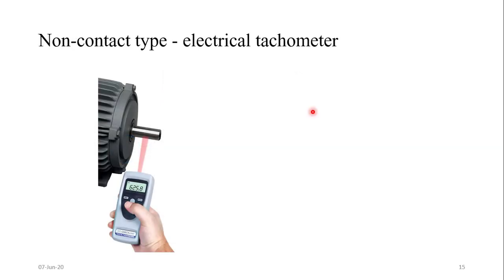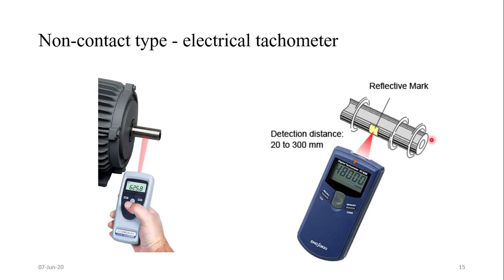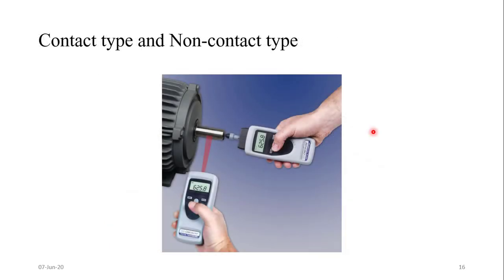There's a non-contact type. You just have a reflective mark on a shaft, and a continuous laser beam is going onto this, and how many times it is crossing this laser, due to that you can easily sense the RPM of this rotating shaft. When the reflective mark reflects the light, it is sensed over here, and then it says 1 RPM is completed, and from the number of times it is crossing, you can easily get to know the RPM in a minute. So this is the difference between contact type and non-contact type.